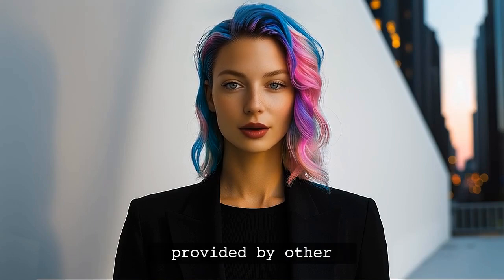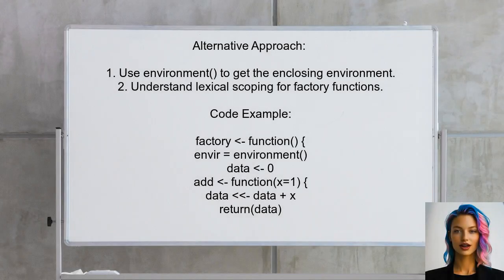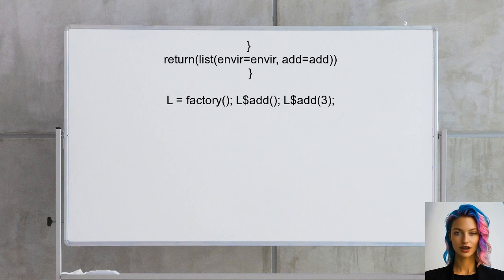Now let's look at the answers provided by other users. This user explains that the environment function retrieves a function's enclosing environment, which is linked to where the function was defined. This concept is known as lexical scoping, allowing for patterns like factory functions. They provide an example of a factory function that creates a new environment each time it's called, enabling separate instances of the add function to maintain their own state.